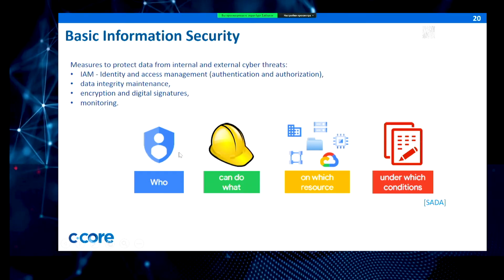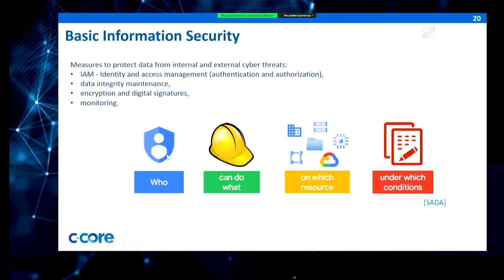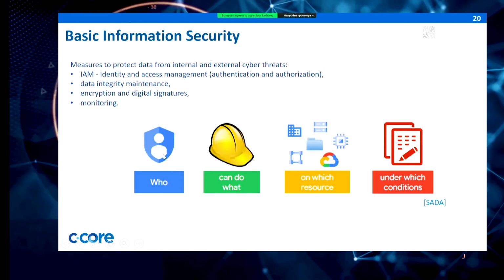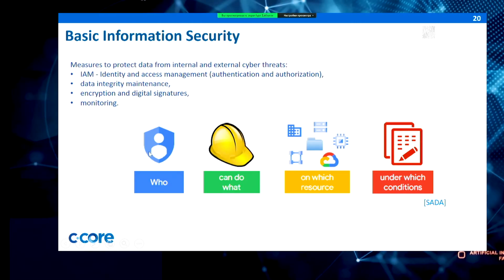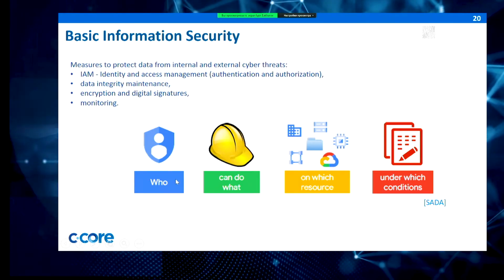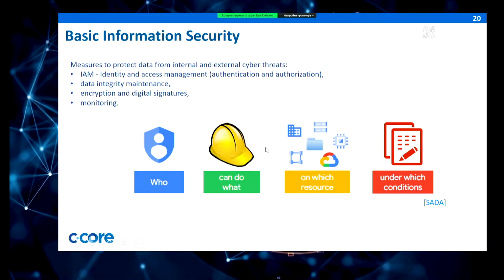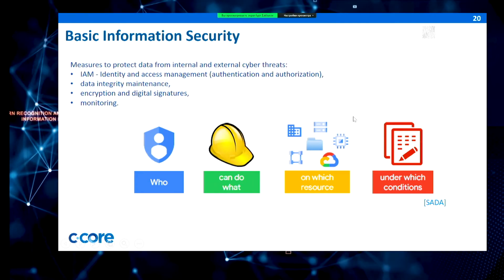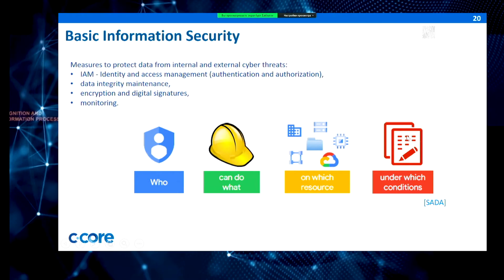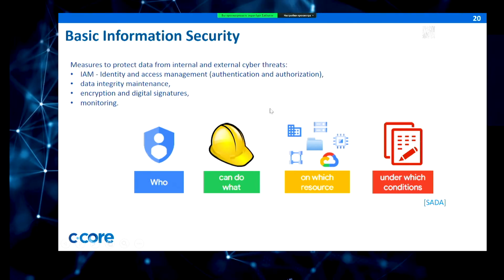They use a very simple approach and measures for information security on the Google Cloud platform. So first you need to identify who is on the platform, what they can do, which resources they can access, storage or computational, or under which conditions, for example, what time, from which IP address, etc.